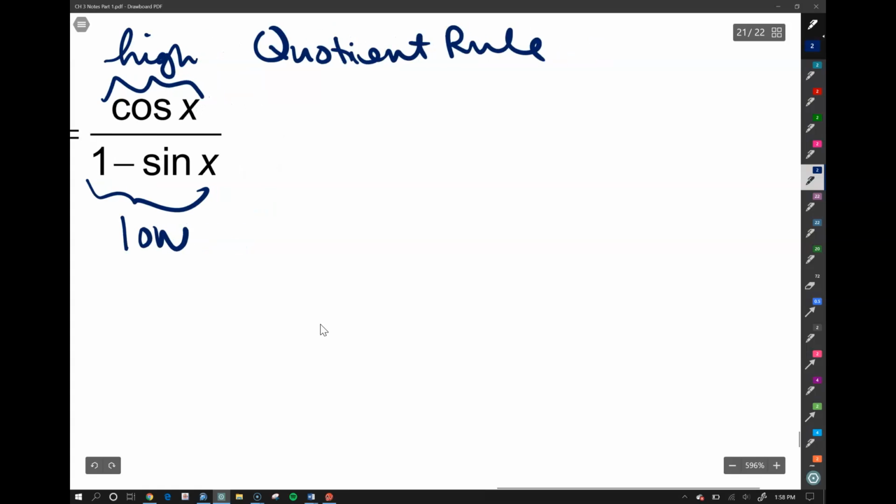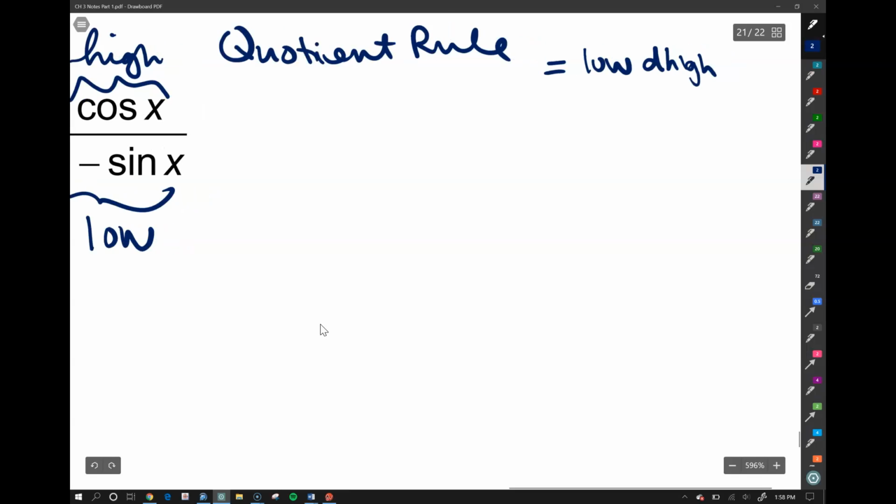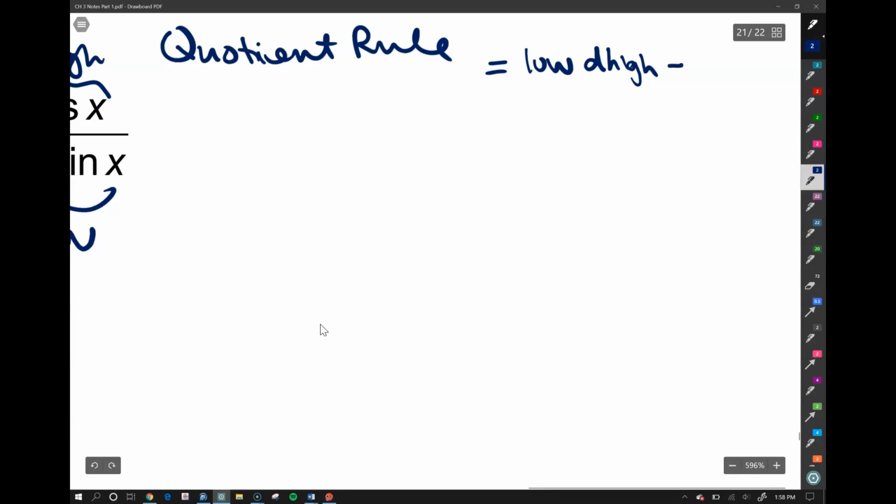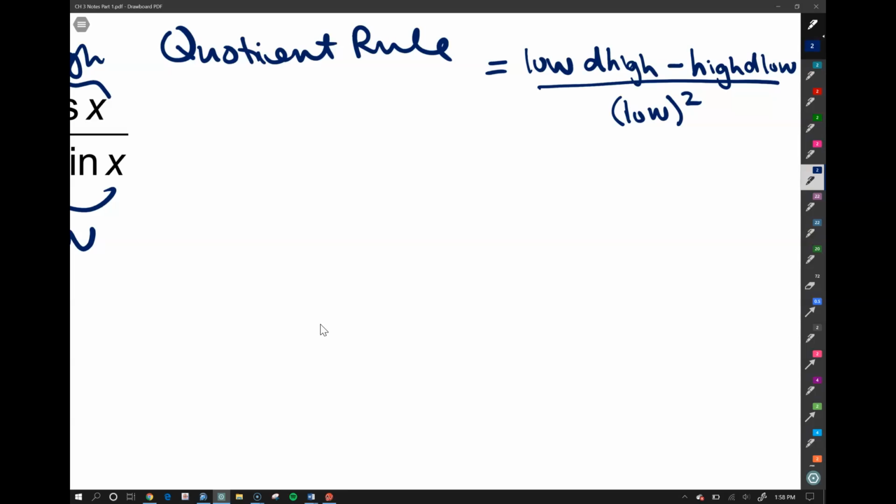Quotient rule. Do you remember it? Low d high, take away, high d low, cross the line and square the low. Low d high, take high d low, cross the line and square the low. Sorry, it's kind of hard to read. So d low is clearly the derivative of the low. Yeah, just grab your calculator.